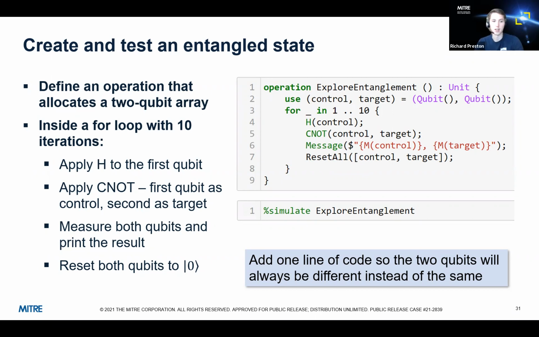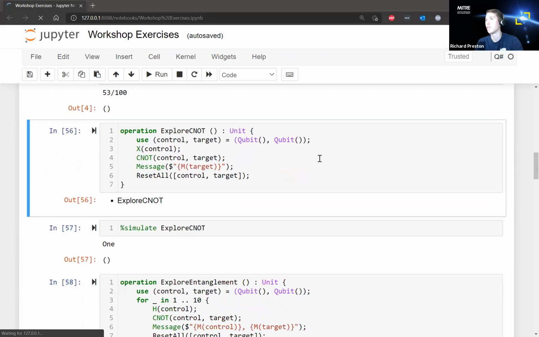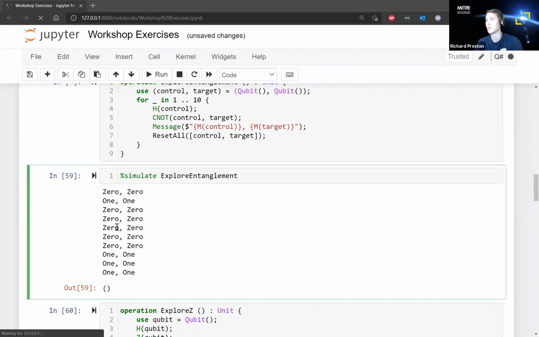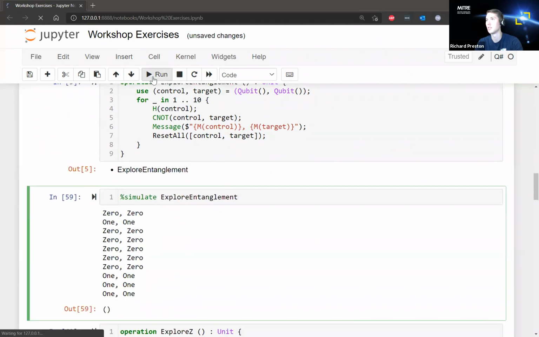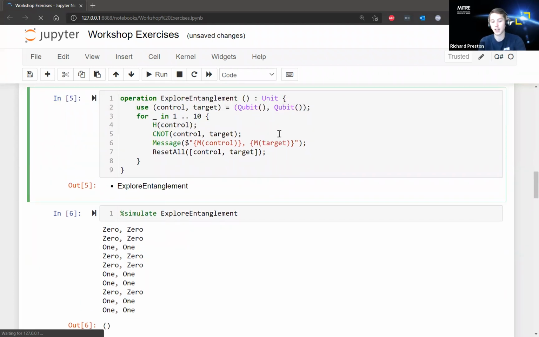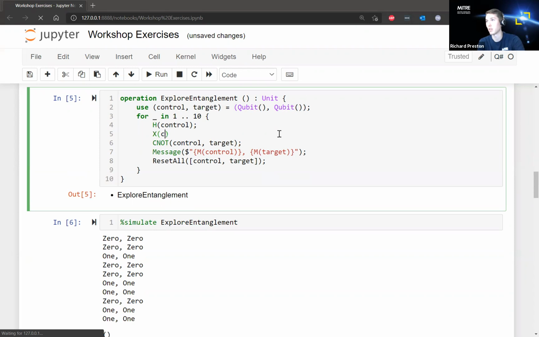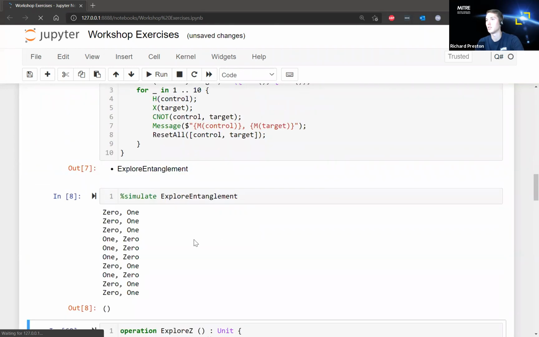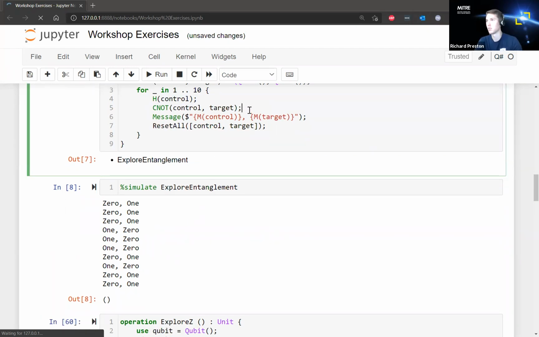So here, let me actually show that. Here we have explore entanglement. I'm going to run that. Here you can see this is my last run. You get 0, 0, and 1, 1. But now if we apply X, you can do it really anywhere, but we could just do it here. Apply X to the target. Okay, and then simulate, we're getting 0, 1, and 1, 0. Yeah, you could do it after the CNOT as well. Doesn't matter.